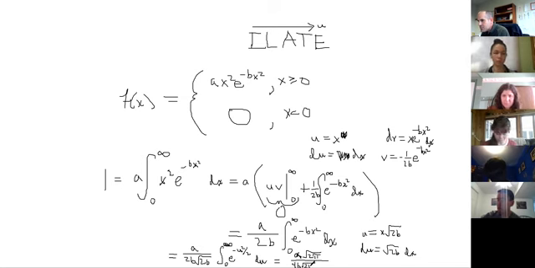And can't you cancel some junk here? Like what else cancels? The square root of 2. Yeah, the square root of 2's cancel. It's basically b to the 3 halves, yes? So you get a times the square root of pi, over what? Over 4b to the 3 halves or something? Is that right?